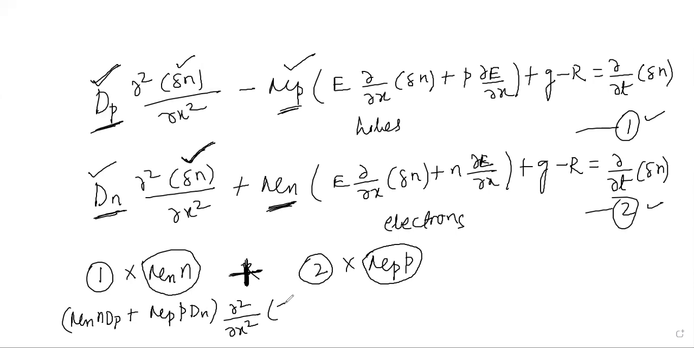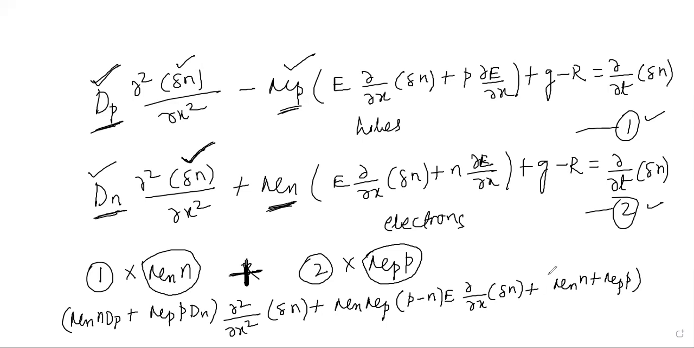del square by del x square of delta n, the second order partial differentiation of delta n, plus mu_n mu_p, okay, (p minus n) E, first order del by del x of delta n, plus mu_n n plus mu_p p, and in both cases you have this G minus R. So take this, and that is equated to mu_n n plus mu_p p, and both the terms will have this del by del t of delta n.